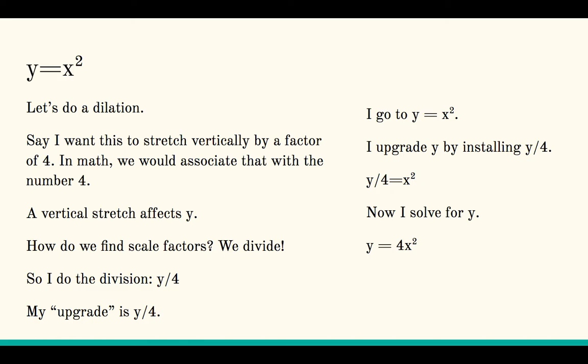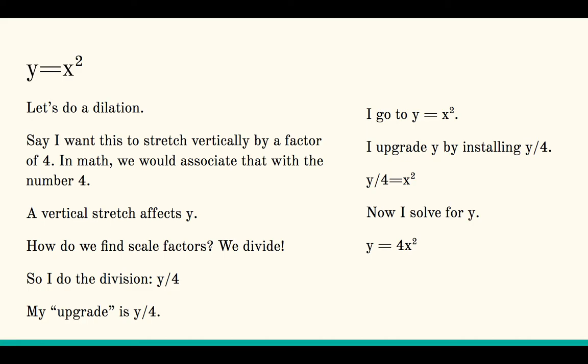So I go to y equals x squared. I upgrade y by installing y divided by 4. But now, because of the way math works, especially if we're going to put it into Desmos, we like it to say y equals. So to undo that division of 4, I multiply by 4. So y equals 4x squared.